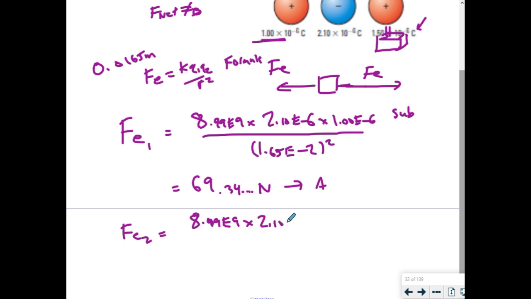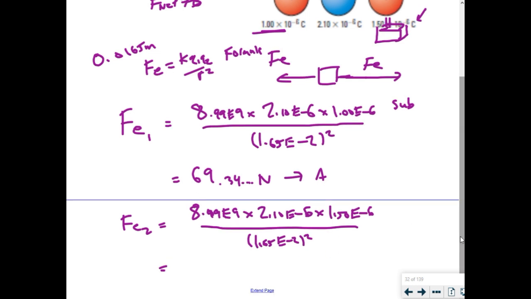This is 210 times 10 to the minus 6. The formula hasn't changed. This time it's a 1.50 times 10 to the minus 6. And again, the same distance is 1.65 times 10 to the minus 2 squared. And I just need to type this in my calculator. I can actually go back up and just change one number, I think. Make that 1.50, divide by 1.65 times 10 to the minus 2 squared.